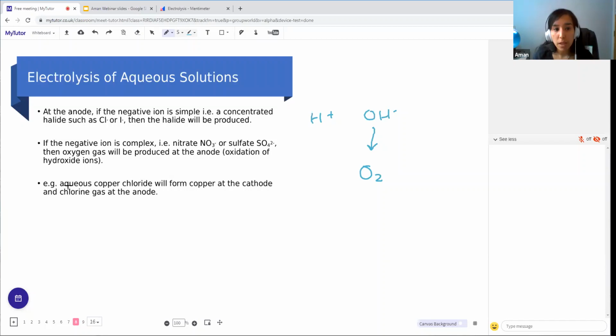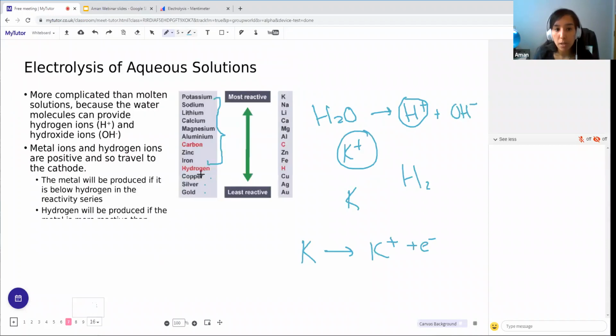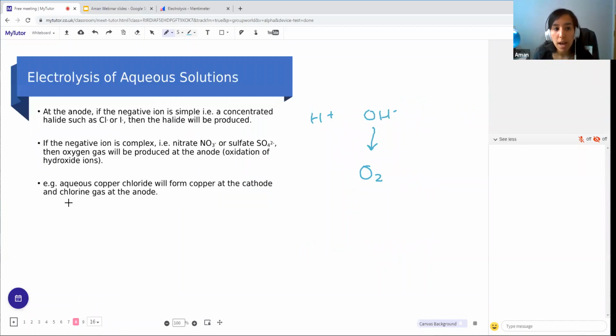So for example here then, aqueous copper chloride will form copper at the cathode. And the reason for that is copper is below hydrogen in the reactivity series. So it will form copper at the cathode and chlorine gas at the anode. And that's because chlorine is a halide. So there's one point there to remember though, and that is this word here, concentrated.